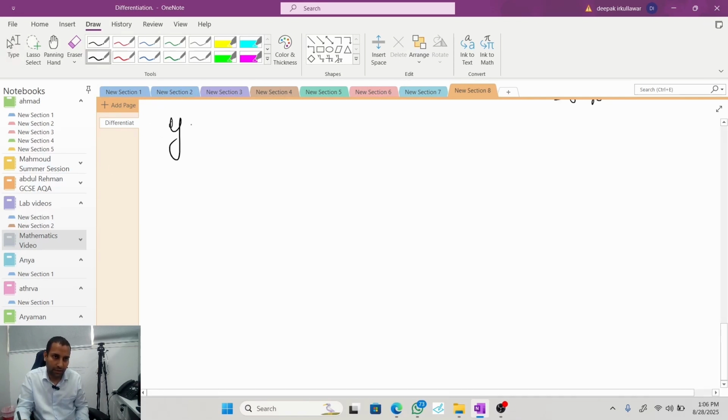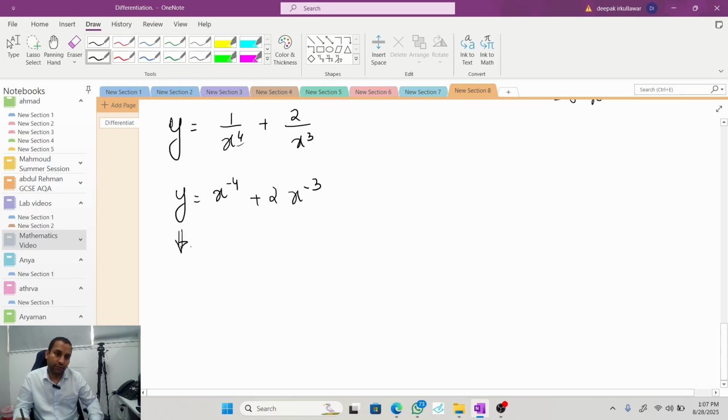So suppose you have y equals 1 by x to the power of 4 plus 2 by x cube. How can you write this? Before you do the process, you can rearrange this. So I can write this as y equals x to the power of minus 4 plus 2 times x to the power of minus 3. I can move this up, so plus 4 becomes minus 4 and plus 3 becomes minus 3. Now I can do the differentiation.